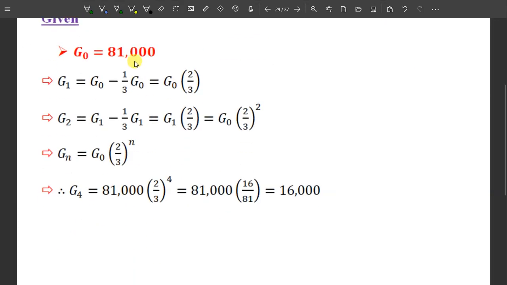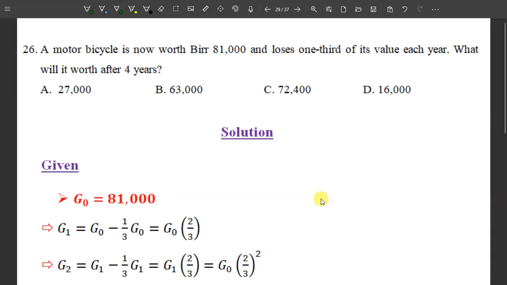That means it is worth 81,000 now, but after 4 years it is simply 16,000 birr, Ethiopian birr. Anyone can buy this motor bicycle after 4 years, which is now 81,000. Okay, next question. Therefore your answer should be D.